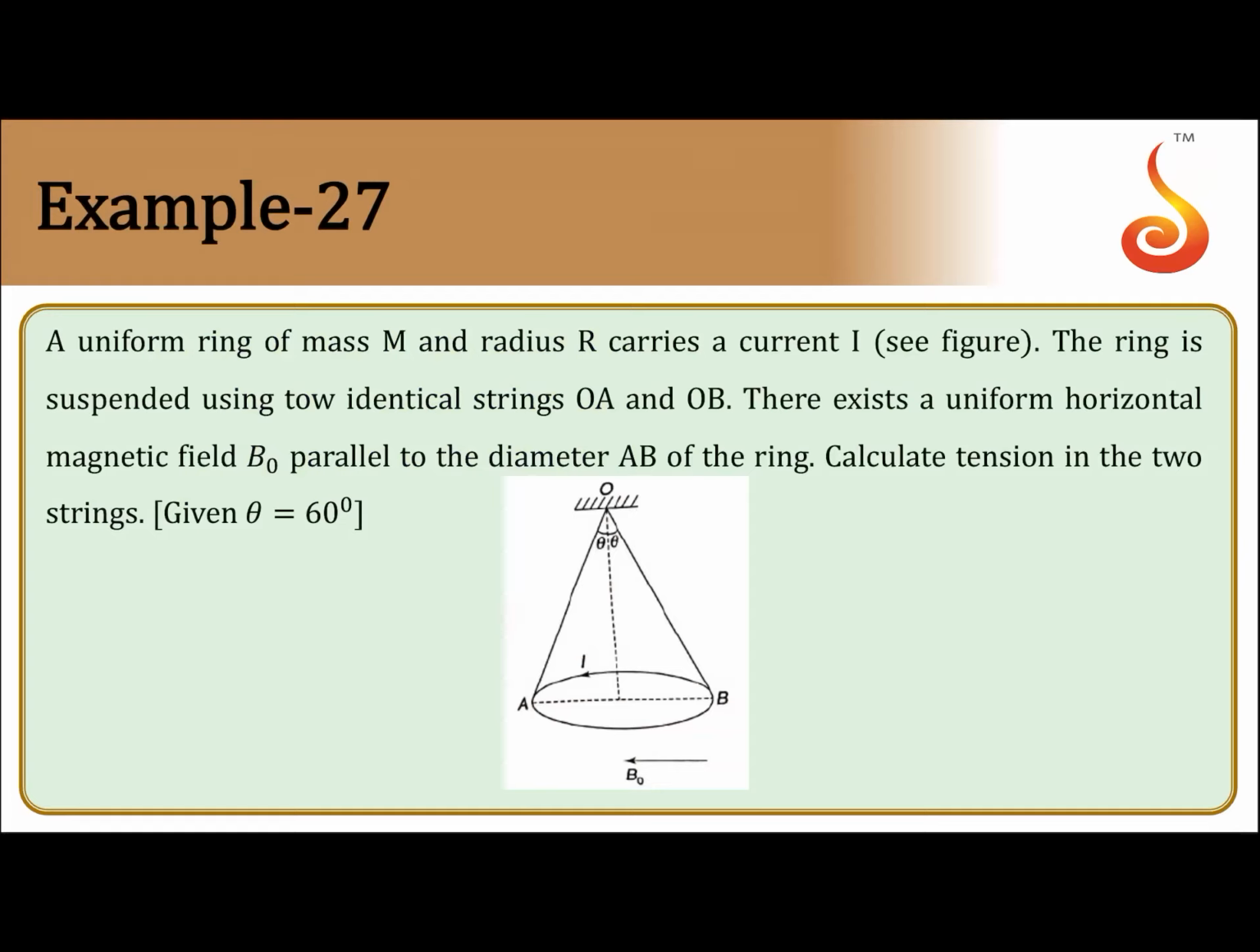Now come to question number 27. A uniform ring of mass m and radius r carries a current I. The ring is suspended using two identical strings OA and OB. There exists a uniform horizontal field B naught parallel to the diameter. Calculate tension in the two strings given theta is equal to 60 degrees.